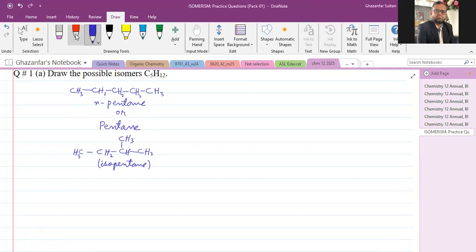And for the IUPAC name, select the basic chain. This is the basic chain. Start the numbering from where the group is nearest. So this is 1, 2, 3, 4. So the IUPAC name of the compound is 2-methyl. 4 carbon atoms are there in the basic chain. So the parent name is butane.